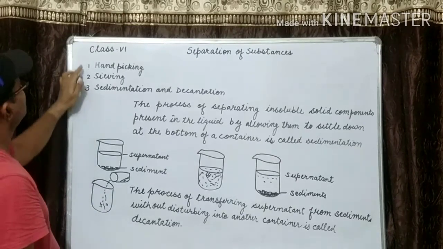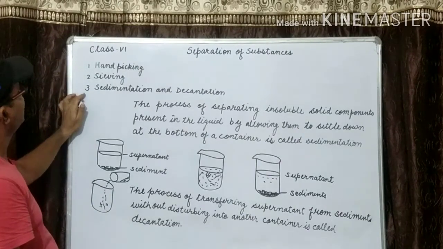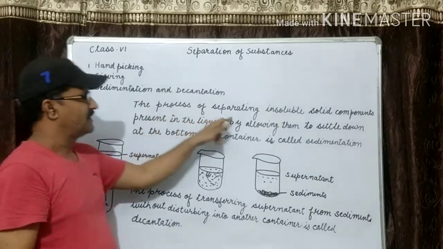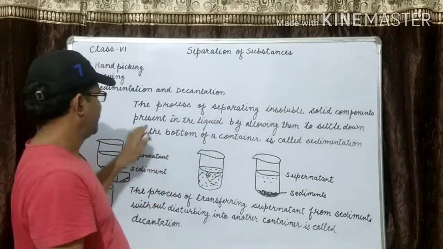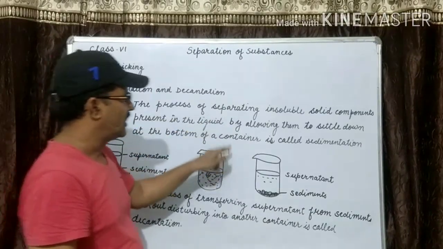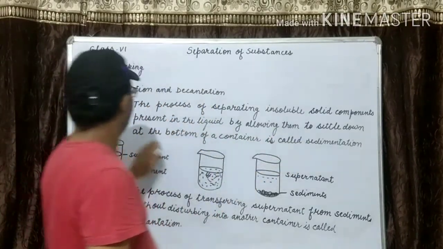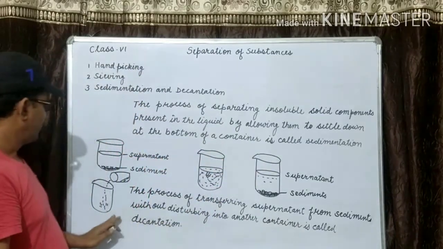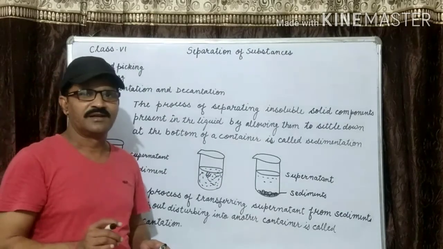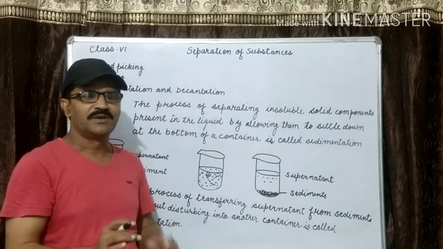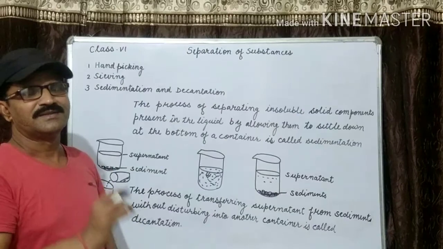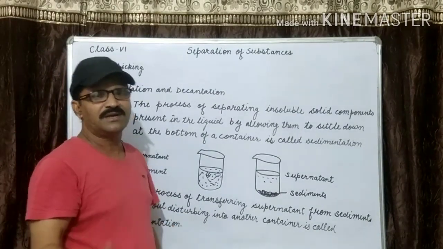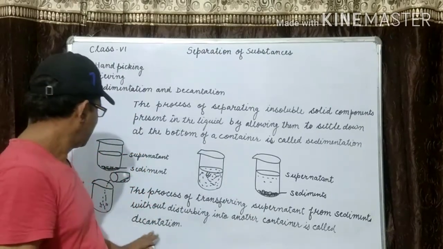Clear? We have discussed hand picking, sieving, sedimentation and decantation. Sedimentation is the process of separating insoluble solid components present in liquid by allowing them to settle down at the bottom of a container. Decantation is the process of transferring clear water from the sediments, without disturbing them, into another container.